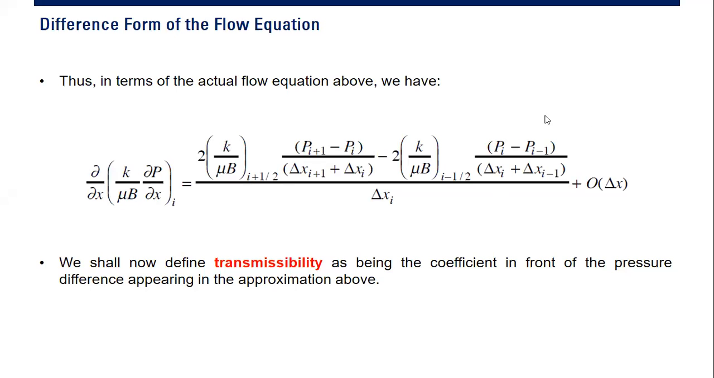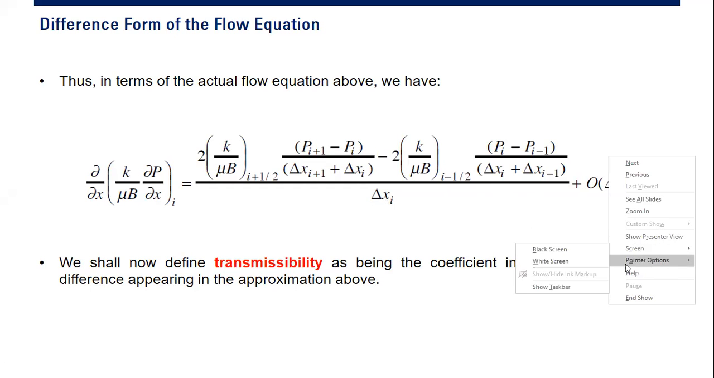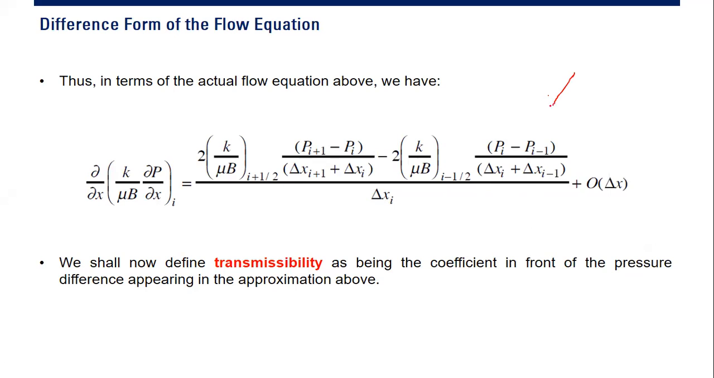Okay, so we will continue our lecture, and we get this formula for our fluid flow equation. Now we want to define a new term. It's a very important parameter for simulation, especially. It's called transmissibility.